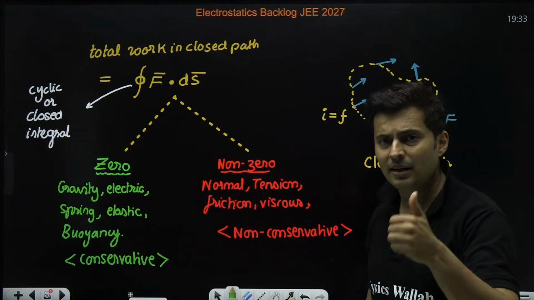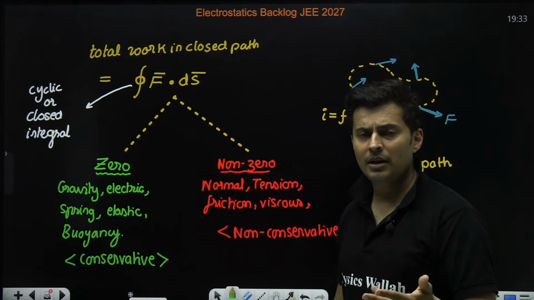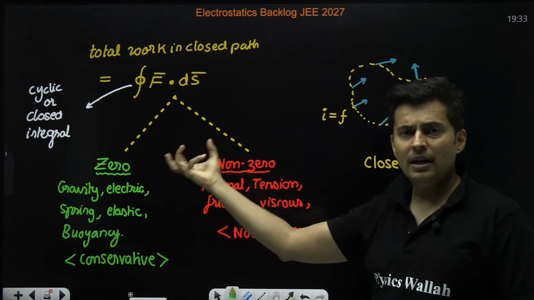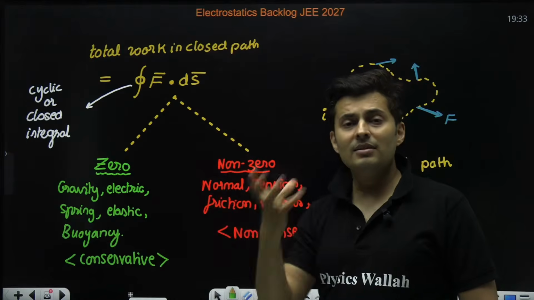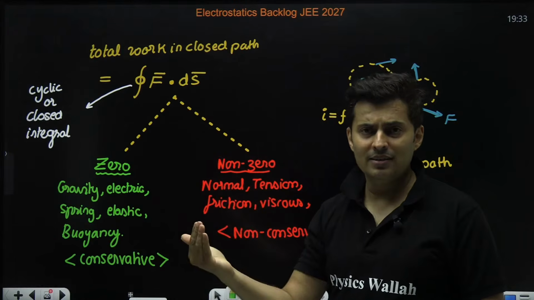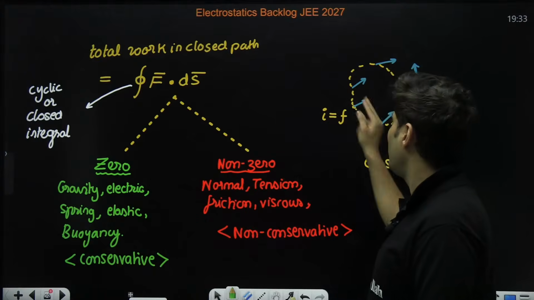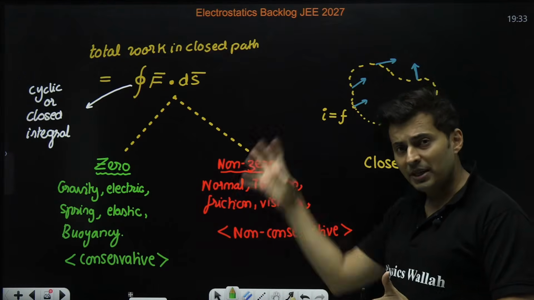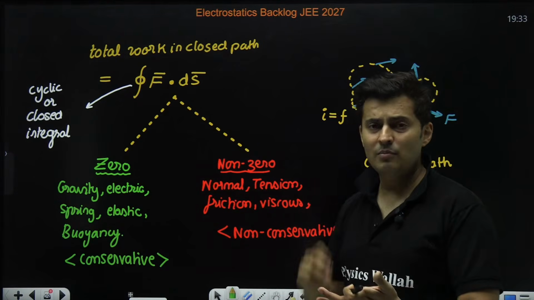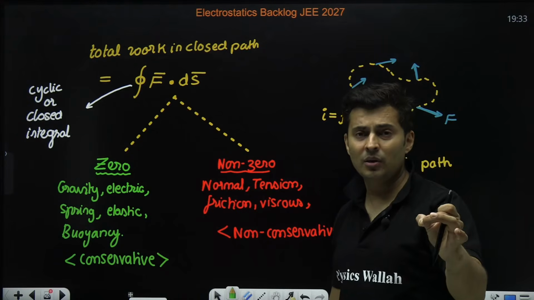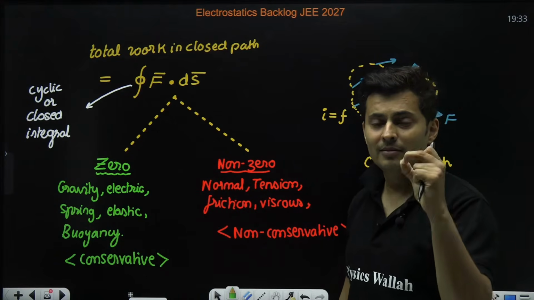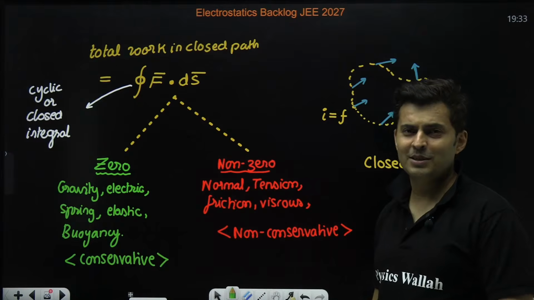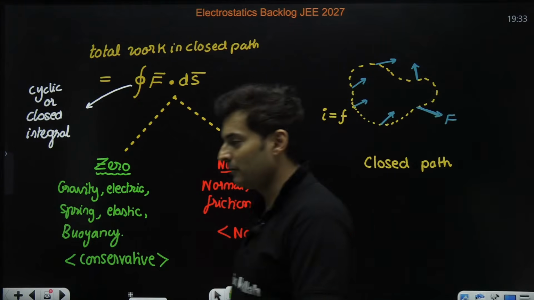So forces like gravity, elastic spring, etc. These forces, even when you go anywhere, it doesn't matter, and you bring it back to the same point, it will conserve the energy. Equal positive and negative works are done. So total work done in a closed path is zero. But friction, normal, tension like forces, they are not conservative. So you bring it back, no matter how, to the same point, you will see the work done will be non-zero in nature. They do not conserve the energy, and they are not faithful towards conserving the energy. That's why the word non-conservative. Clear? Yeah, very good.